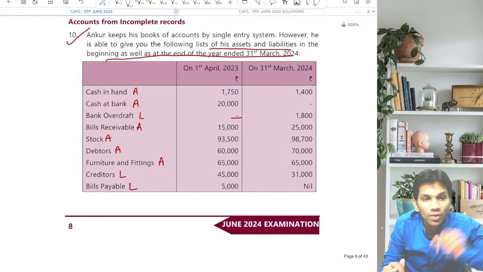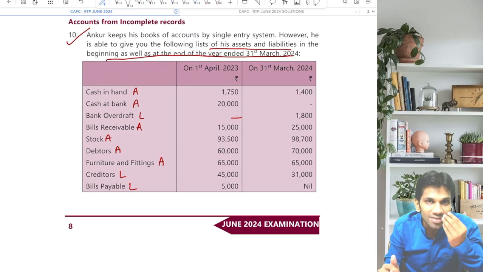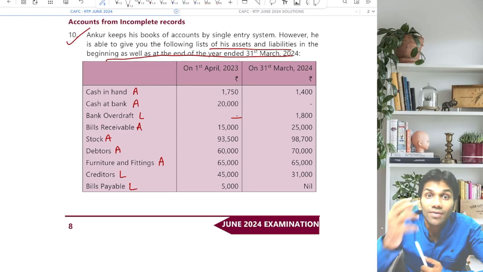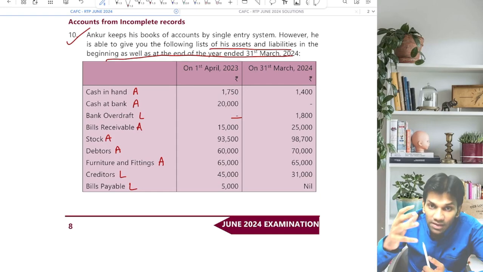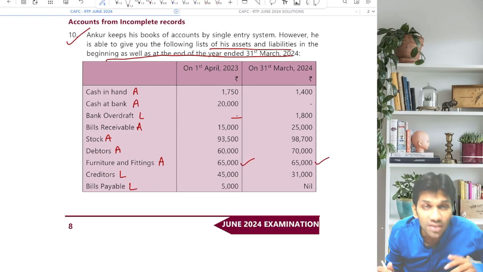I would like to tell you one thing. While solving single entry questions, just mark some important points. What are the important points? First of all, keep a watch on fixed assets. What I am trying to say, keep an eye on fixed assets. Check if there are any movements in fixed assets. Which fixed assets do we have? 65,000 furniture. No change in the fixed assets.